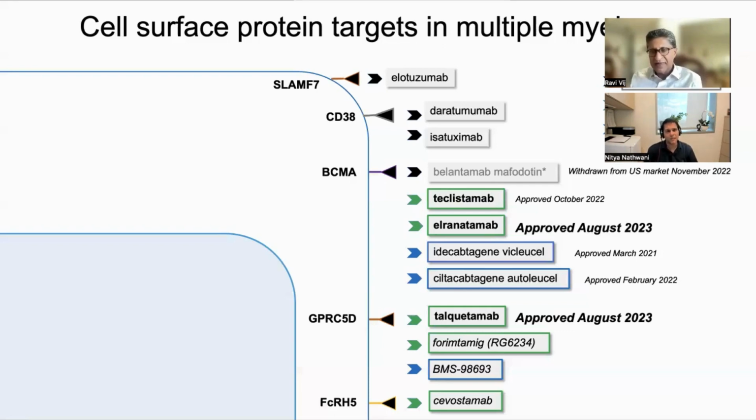Yeah, generally I'll go for BCMA targeting therapies first, ideally with a CAR T cell. If they don't qualify for that for whatever reason, or it's not a safe option, then I'll generally go with the GPRC5D targeting bispecific, which is talquetamab.